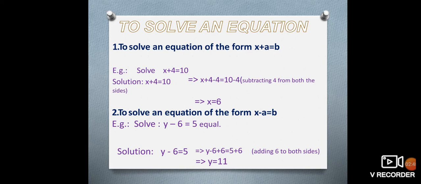So let's see an example. y minus 6 is equal to 5. As 6 is negative, to remove it, I want a positive 6. So what will I do? Add 6 to both sides. In the left hand side, minus 6 will get cancelled by plus 6, and in the RHS, 5 and 6 will become 11. So my solution will be y is equal to 11.